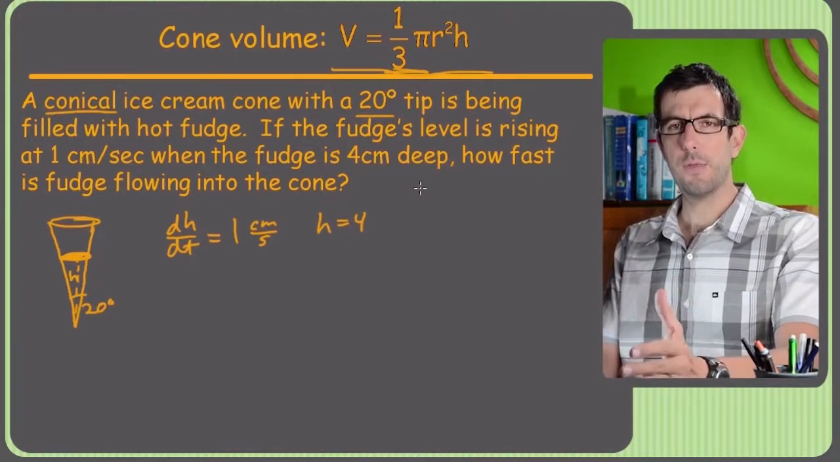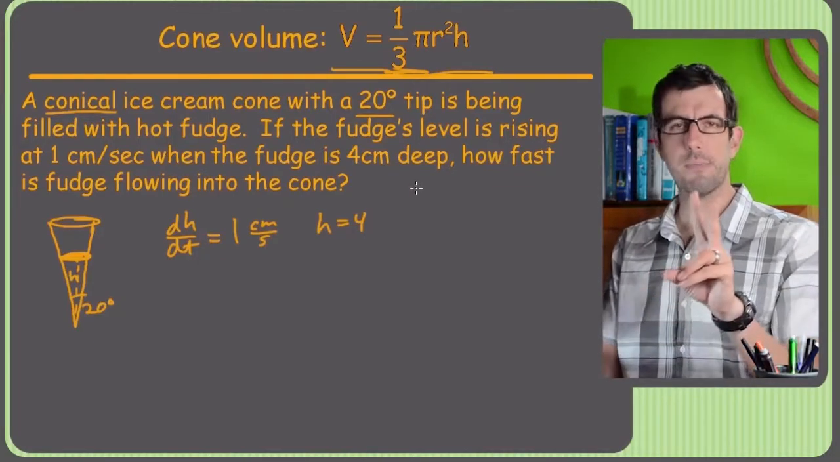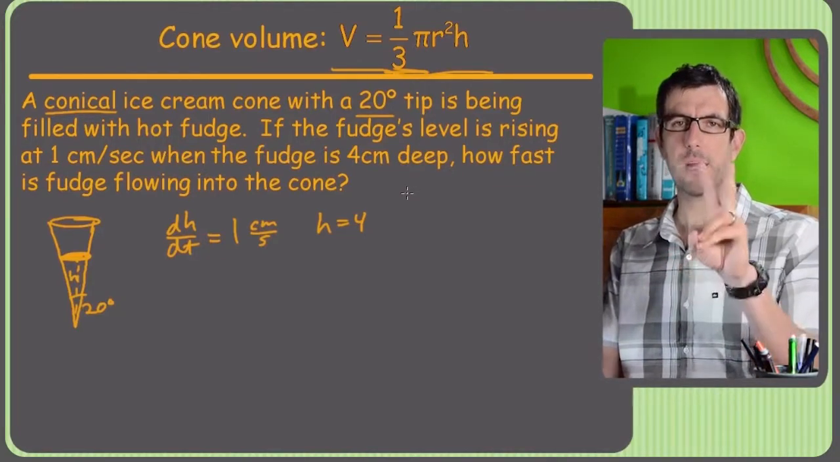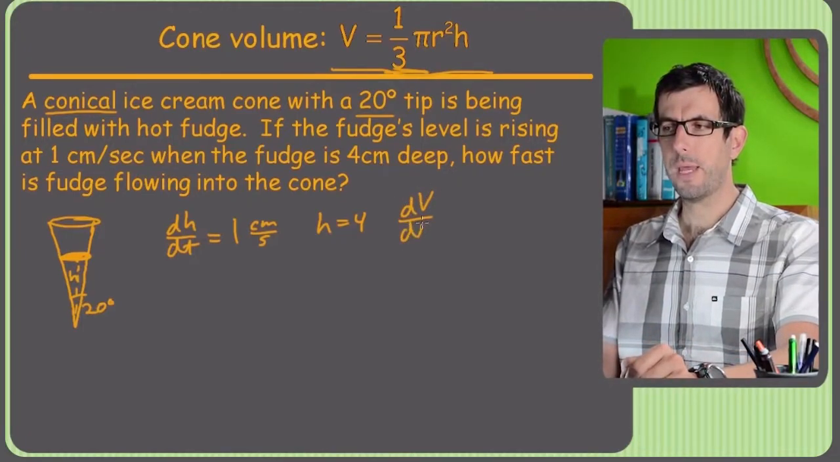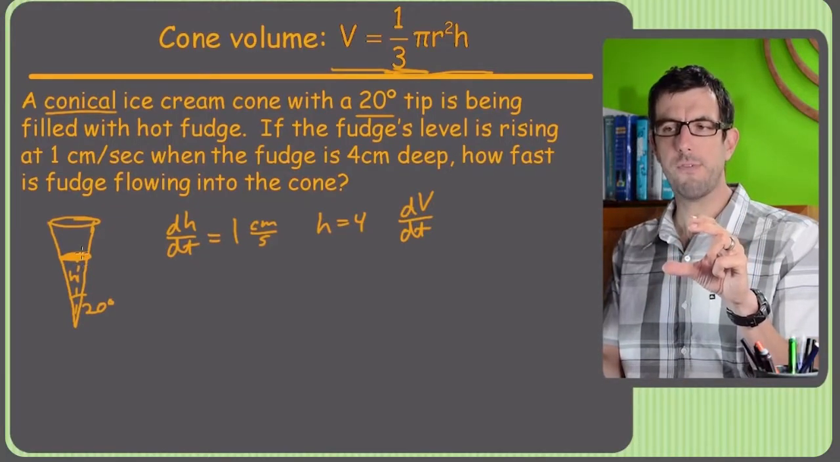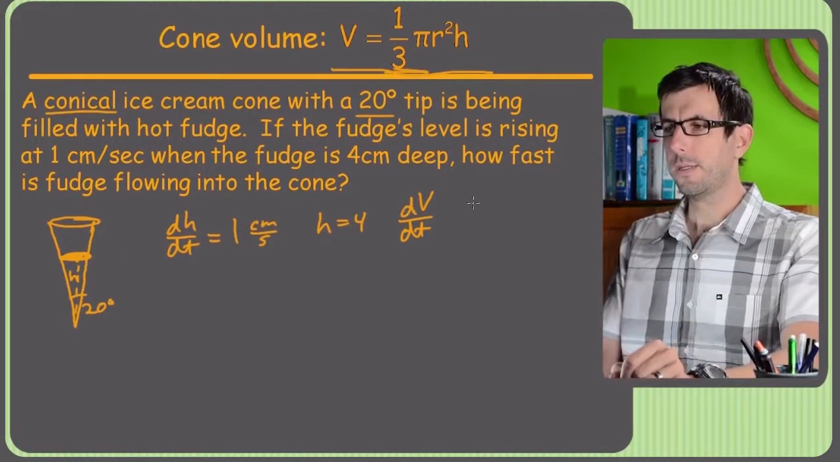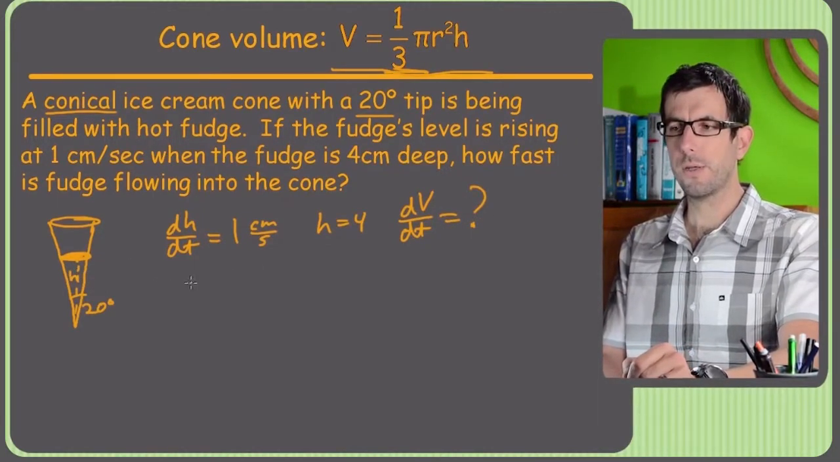So this is a key point: when they're talking about filling stuff up, how fast something is flowing into the cone or filling up the tank or flowing in the pool, whatever, that rate of flow is dV/dt. And of course we're not talking about the volume of the overall cone, we're talking about the volume of just the fudge we've already put in here. So they're asking for dV/dt at this moment in time. So let's take a look.